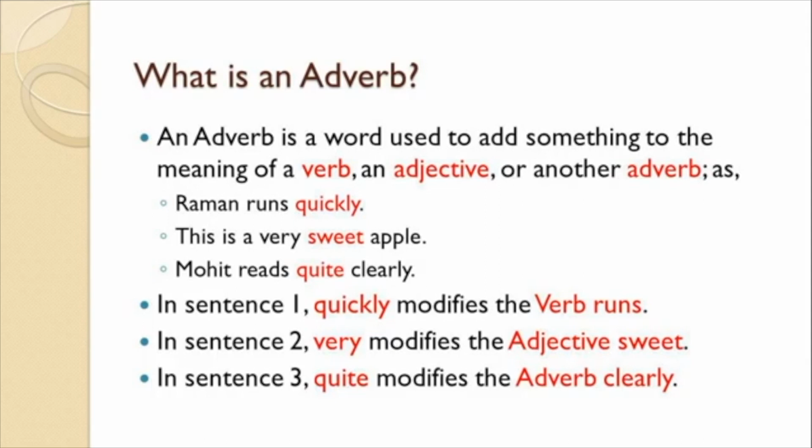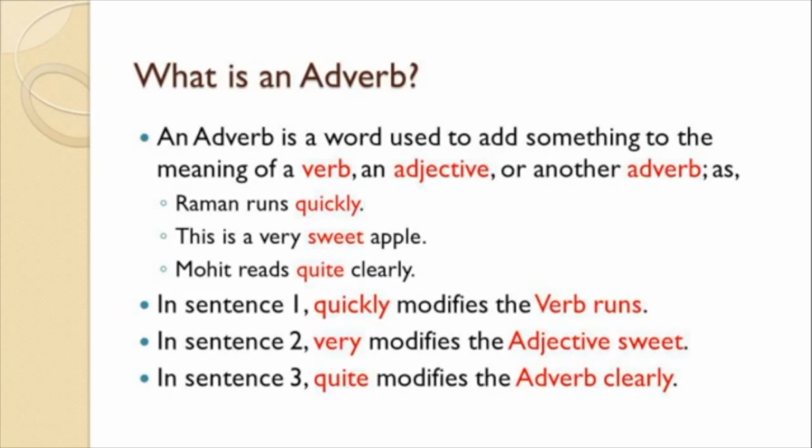In sentence 1, quickly shows how Raman runs, or in what manner he runs, so quickly modifies the verb runs. In the second example, the word very shows how much the apple is sweet, or in what degree it is sweet. So here the word very modifies the adjective sweet.